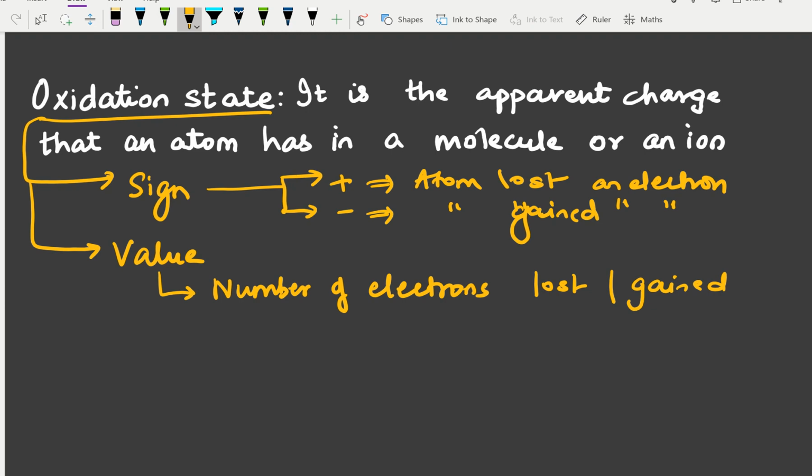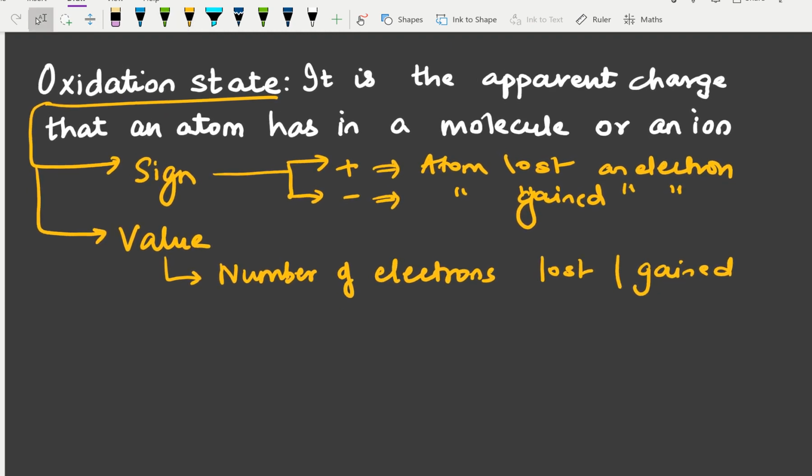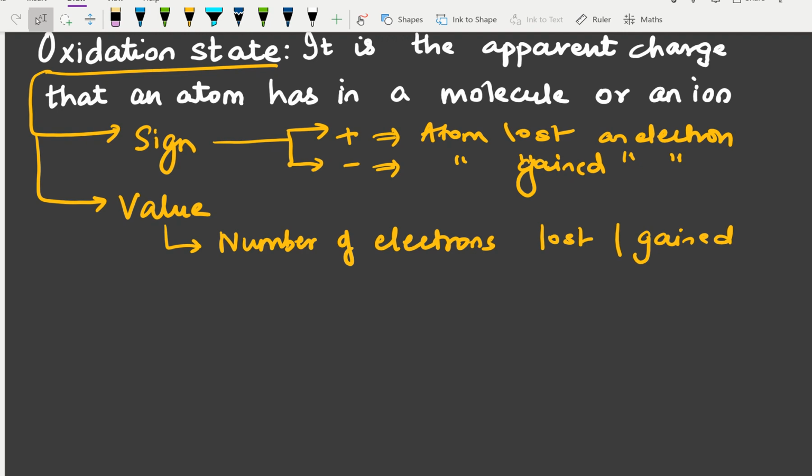Fine. Keeping these two things in mind, now I'm going to teach you how to calculate the oxidation states of atoms in molecules or ions. To begin with, whether you're finding the oxidation state of a covalent compound or an ionic compound, treat the covalent compound like you would have treated the ionic compound. Don't treat the covalent compound as a covalent compound. Think of it as an ionic compound. You'll understand what I'm trying to say once I give you examples.